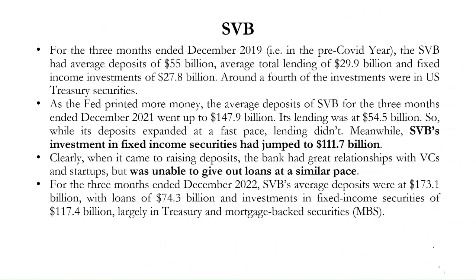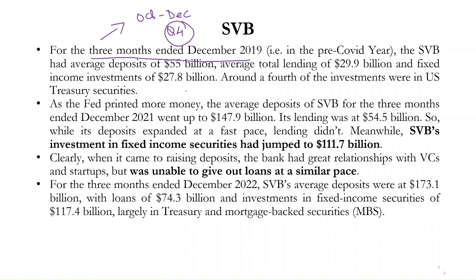Now, how did it lead to the collapse of Silicon Valley Bank? For the 3 months ended December 2019, so we are talking about the pre-COVID year. If you read this phrase, this basically means the quarter of October to December, Q3 in the Indian sense, or Q4 in the calendar sense, the fourth quarter of 2019. We are talking about this quarter.